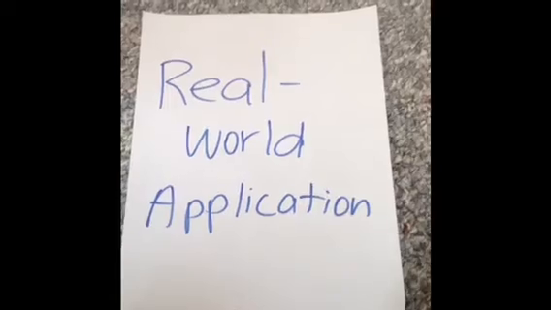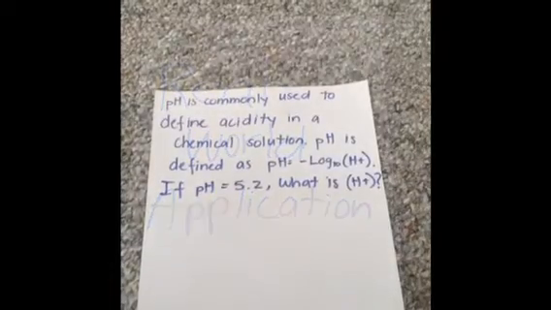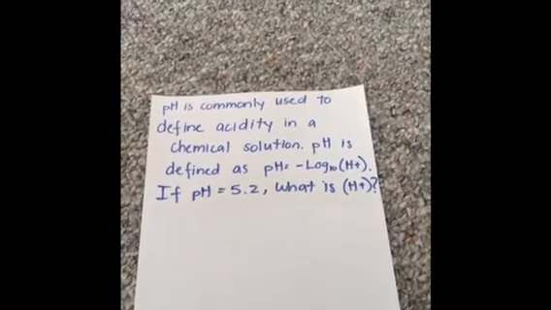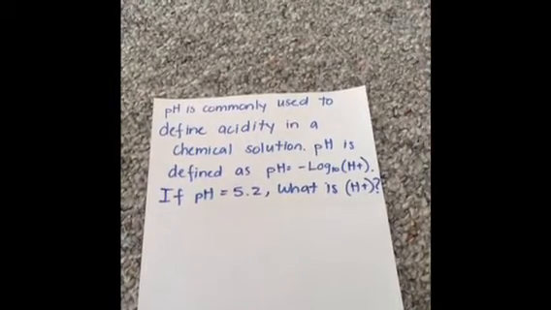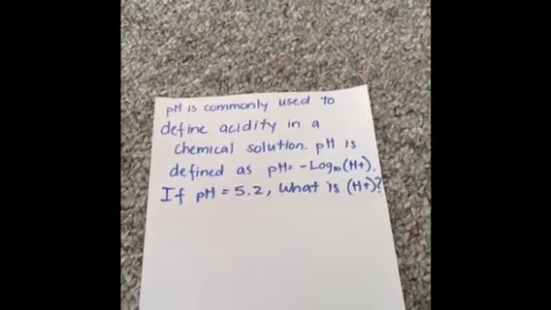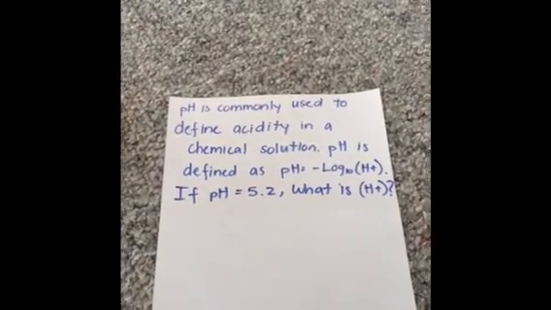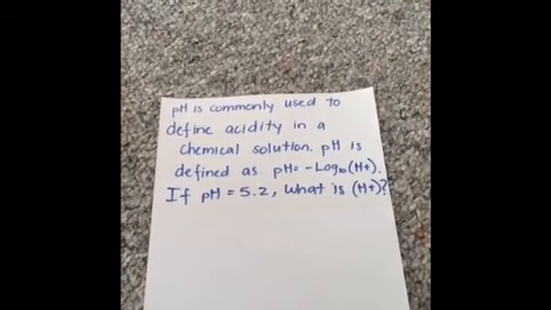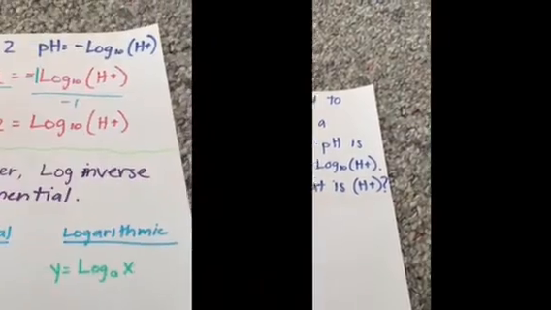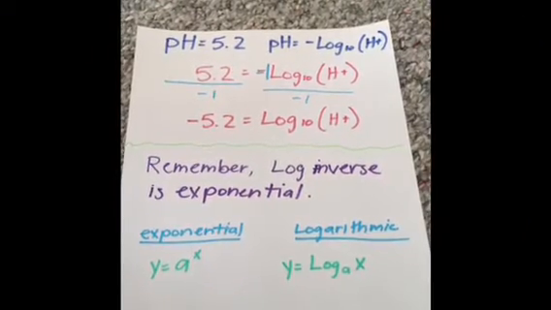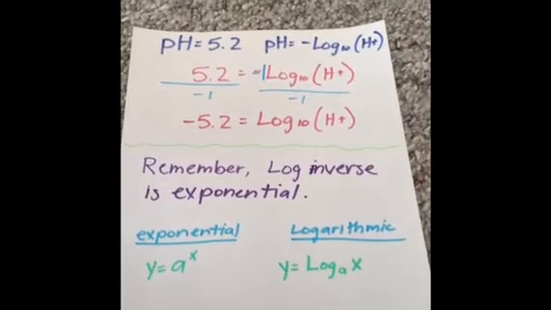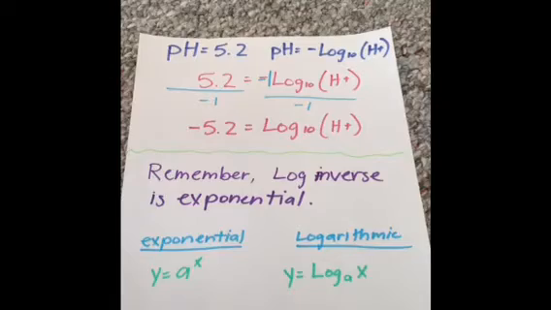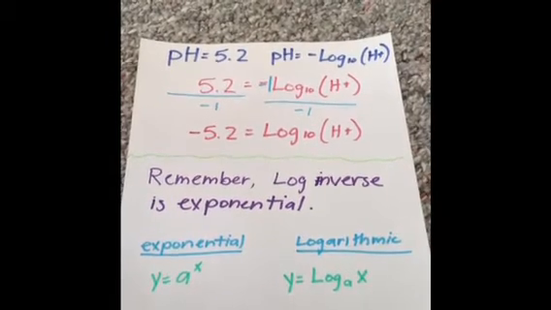Real-world application problem. pH is commonly used to define acidity in a chemical solution. pH is defined as pH equals negative log base 10 of H positive. If pH equals 5.2, what is H positive? If pH equals 5.2, and the equation for pH is negative log base 10 of H positive, then 5.2 equals negative log base 10 of H positive.